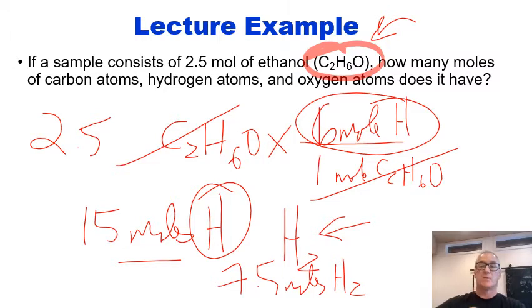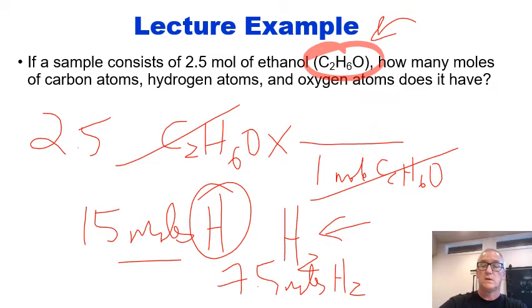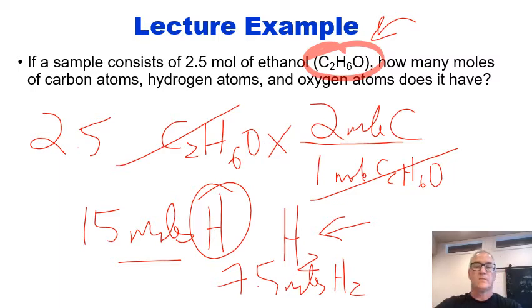Okay, so the same thing would be true for carbon. Instead of 6 moles of hydrogen, we would have 2 moles of carbon atoms. And so our answer would be 5 moles of carbon atoms. And since there's a 1-to-1 ratio of oxygen to ethanol, if there's 2.5 moles of ethanol, there's 2.5 moles of oxygen as well. Okay.